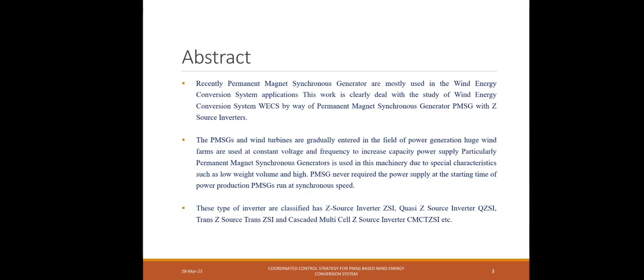Recently, permanent magnet synchronous generators are mostly used in wind energy conversion system applications. This work deals with the study of wind energy conversion systems, WECS, by way of a permanent magnet synchronous generator, PMSG, with Z-source inverter. The PMSG and wind turbines have gradually entered the field of power generation. Huge farms are used to provide constant voltage and frequency to increase the capacity of power.